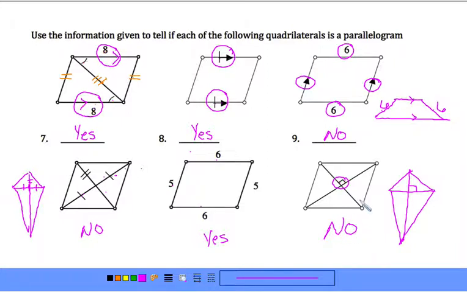And those are the first two sections that you're going to get on your test. True, false, and then is it or is it not a parallelogram.